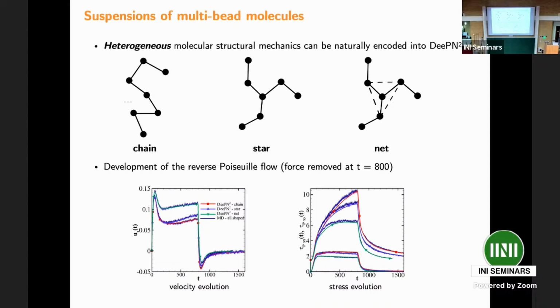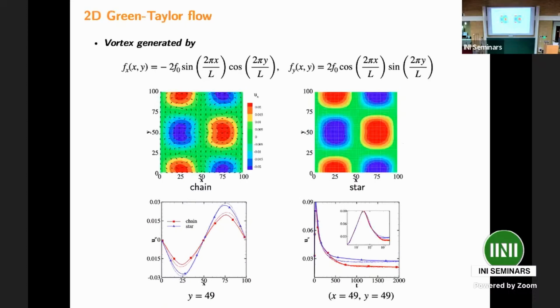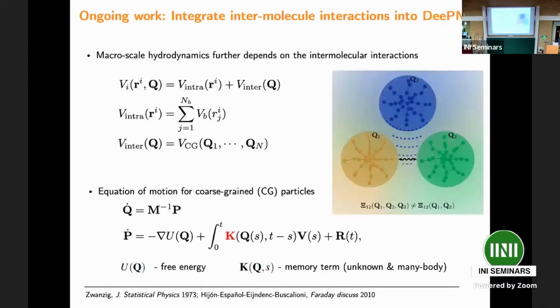Okay, so here we also compare the results with respect to the different molecule structures, and then with the MD simulations. So for all the cases, I have a good agreement. Also the hysteresis loop and the Ormsby flows, we have very good agreement with the MD simulations. Okay, I also have the 2D Taylor vortex, and for the chain and the stars, we also have good agreement.